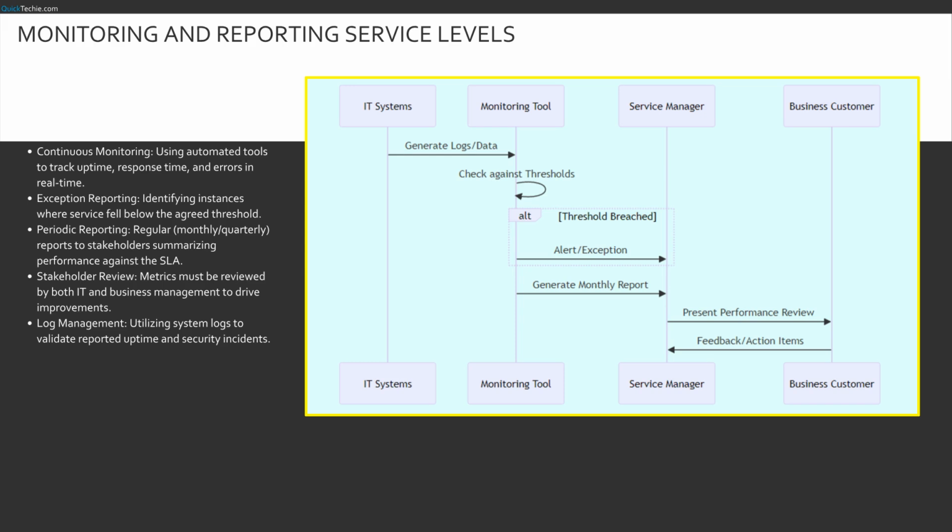This sequence shows the reporting cycle. The IT systems generate raw data sent to the monitoring tool. The tool constantly checks against thresholds. If a threshold is breached, an alert is sent immediately. Regular monthly reports are generated for the service manager, who presents them to the business customer. The cycle closes with feedback and action items from the customer.